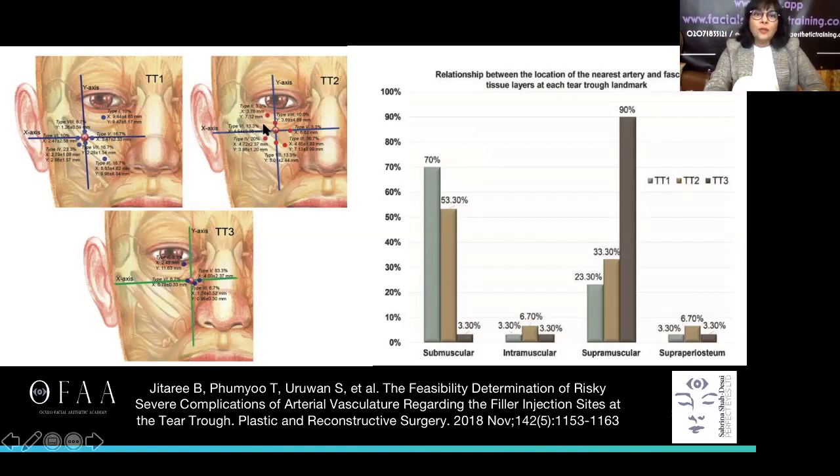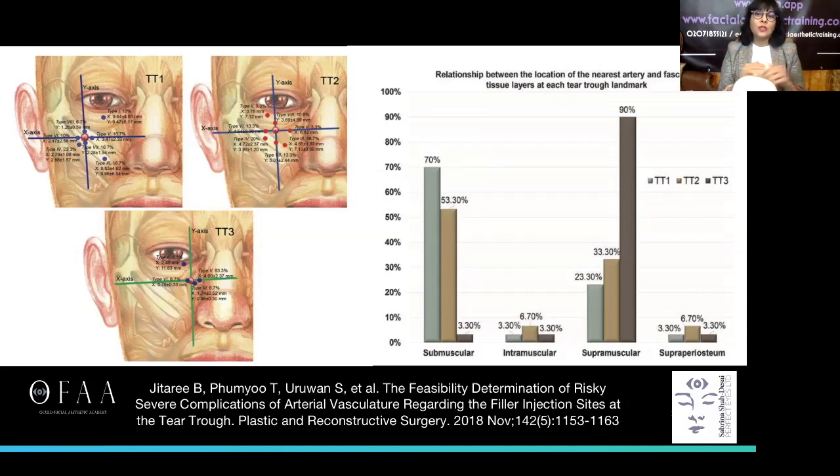Then we looked at the second point. Now, this is the biggest or the sweet spot of the tear trough. This point here, which exists at the mid-pupillary line, between the mid-pupillary and the medial limbal line. This sweet spot of injection, if you look at TT2, then 53% of the vessels were submuscular, 33% were supramuscular. Again, a very small percentage, 6%, were supraperiosteal and intramuscular. So you can again see that injecting pre-periosteally below the ORL is a relatively safe area to inject.